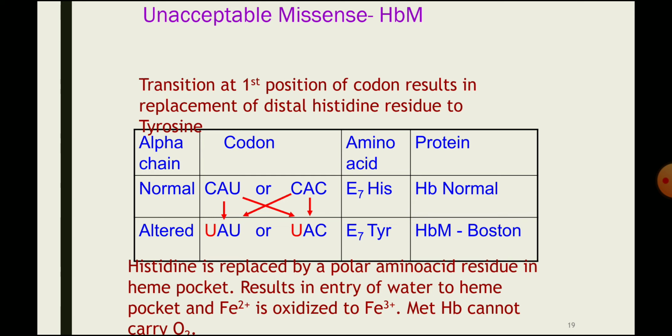Here, even though it is a point mutation, a substitution by transition, there is also a change of the amino acid: a non-polar one is replaced by a polar one, and so the ferrous is converted to ferric, which cannot bind oxygen.